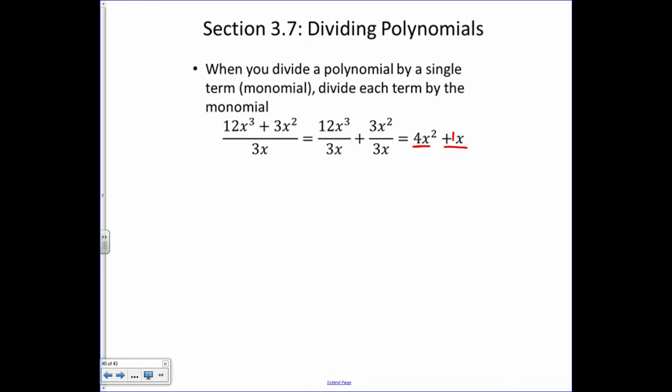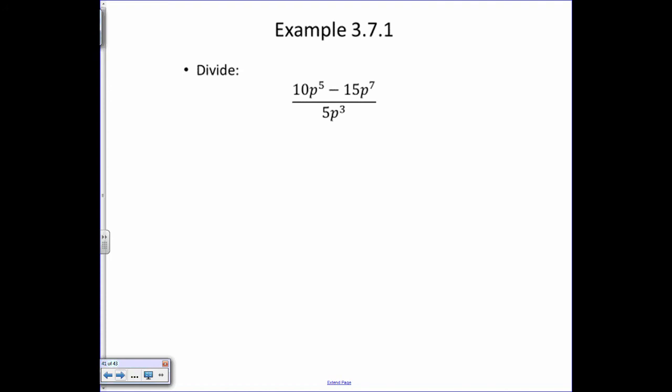And so to divide polynomials by a monomial, just break up the polynomial in the numerator and divide each term by the denominator. So let's try a couple examples of this.